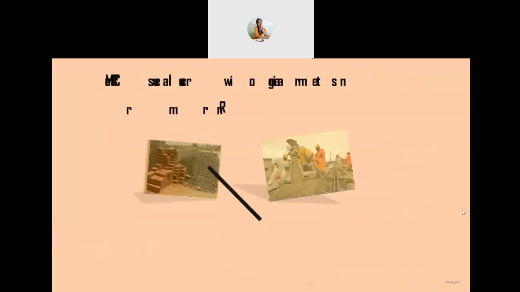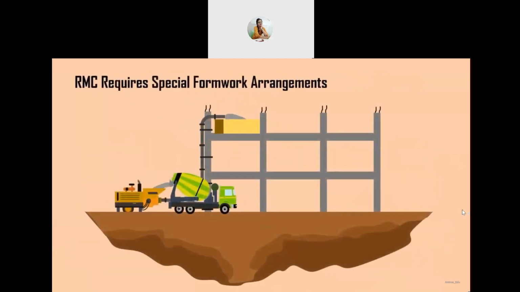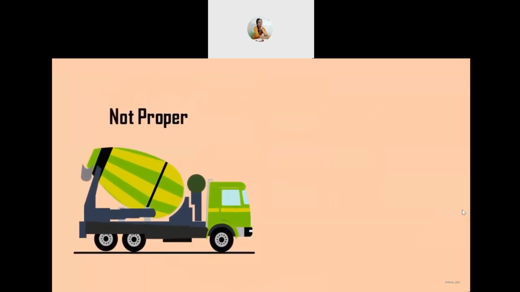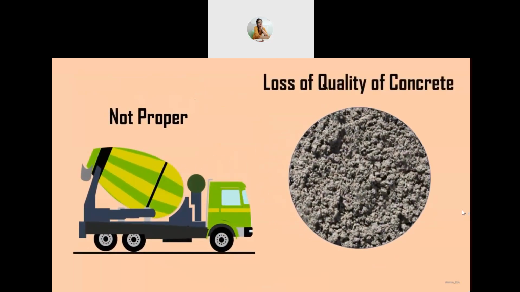The main disadvantages of RMC are it requires special formwork arrangements since the movement of concrete through pumps can cause vibrations. And, if the transit mixer is not in proper condition, there is a chance of loss of quality of concrete.